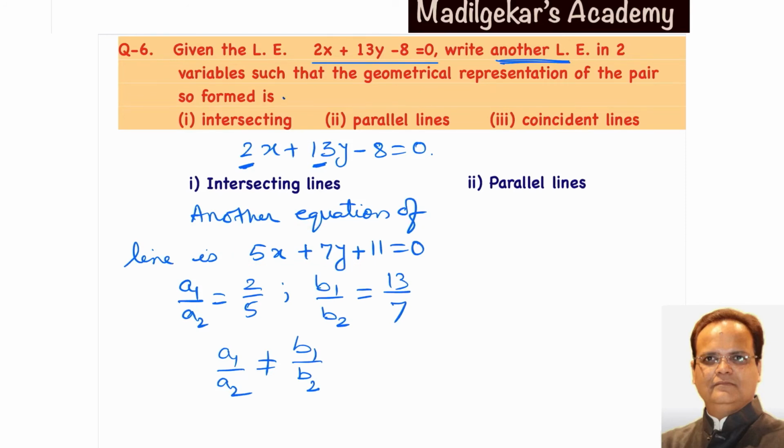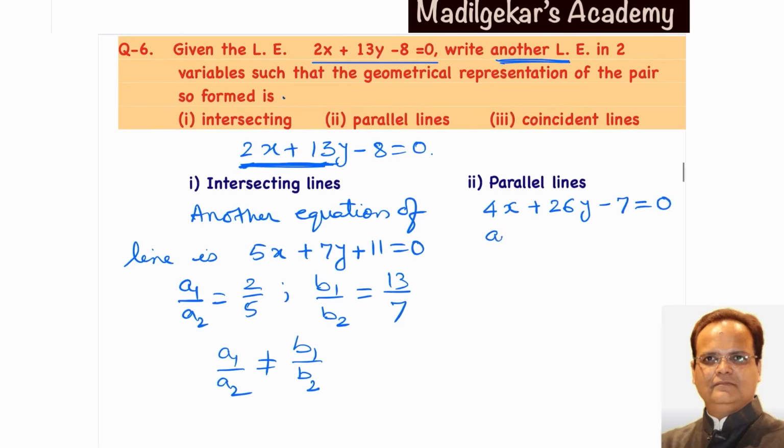Second, for parallel lines, we know the condition for lines to be parallel: a1 upon a2 equals b1 upon b2, but not equal to c1 upon c2. So here the coefficients of x and y are to be taken as they are, or in multiples of 2 and 13. So if we take the coefficients of x and y as 4x plus 26y, and take some other constant, say minus 7, equals 0.